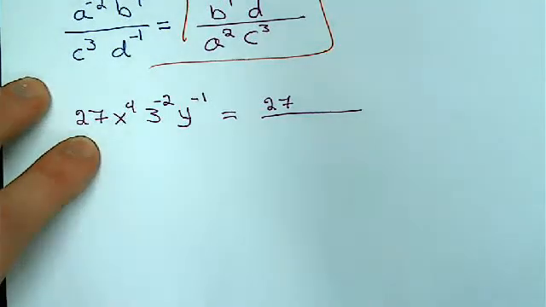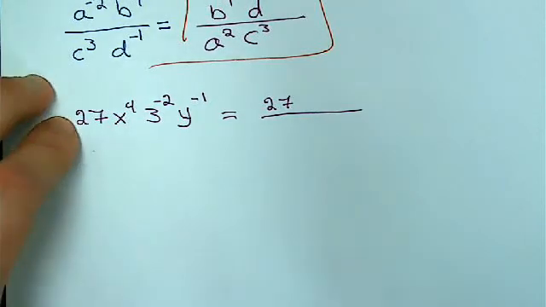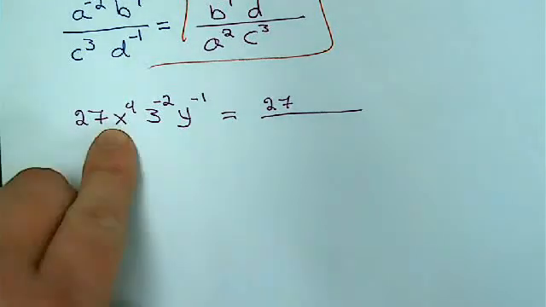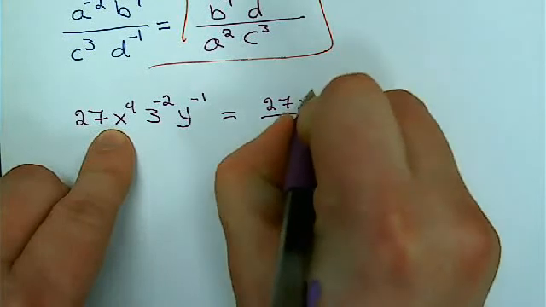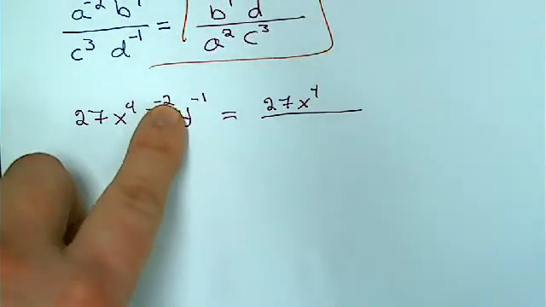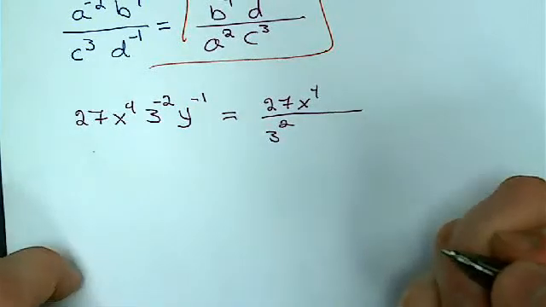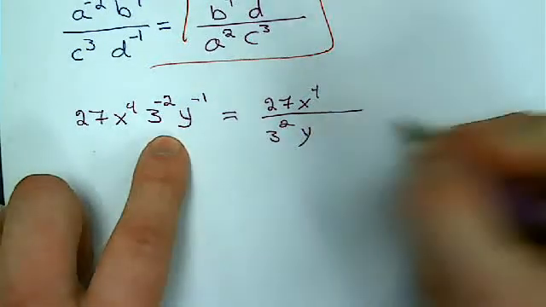If it's a negative number, you ignore moving it, because it's only the exponent that decides if it moves or not. In our next example, we'll cover that. X to the fourth stays on top, yep, because it's positive. What about 3 to the negative 2? Goes down. So 3 squared. And y to the negative first goes down also. Now it's y to the first.